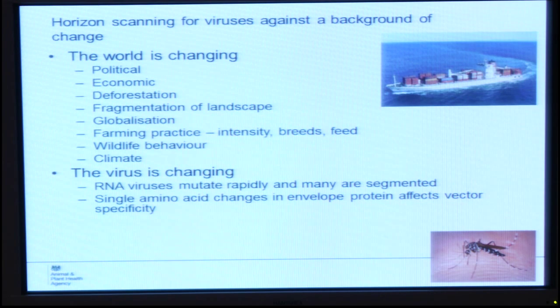Okay, so the problem that we face as horizon scanners is that we're up against a background of change. The world is changing and the virus is changing. I'm not going to go through all these drivers in detail, but a really good example of how both the world and the virus changed is in the emergence of chikungunya in Italy. So that was an example of globalization and a mosquito coming in and establishing, and then the virus actually adapting to that mosquito.